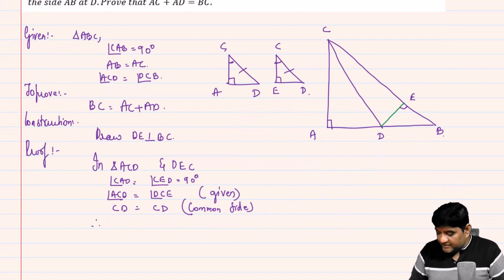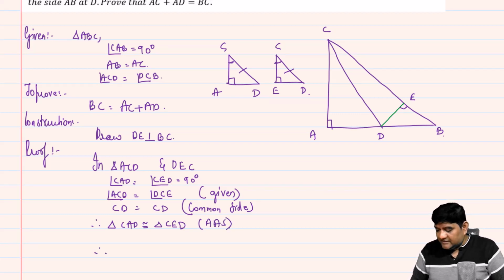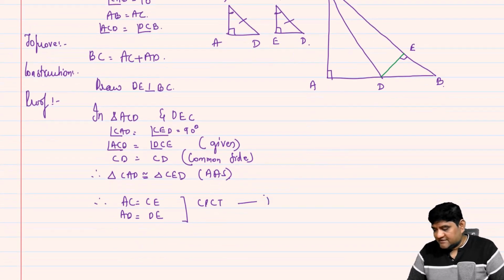Therefore, triangle CAD is congruent to triangle CED, where C corresponds to C itself, A corresponds to E, and D to D. So that's the AAS criteria, which would imply that AC is equal to CE and AD is equal to DE. Both by CPCT, and I'm going to call this equation 1.